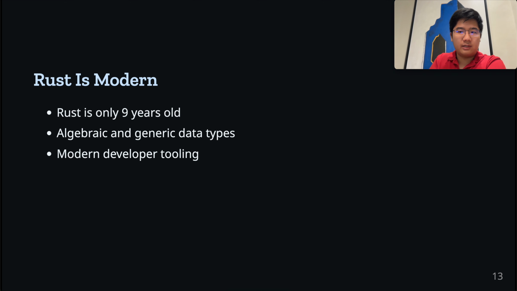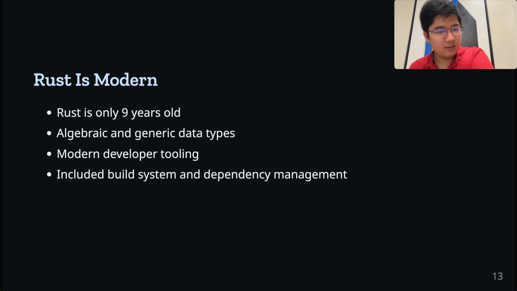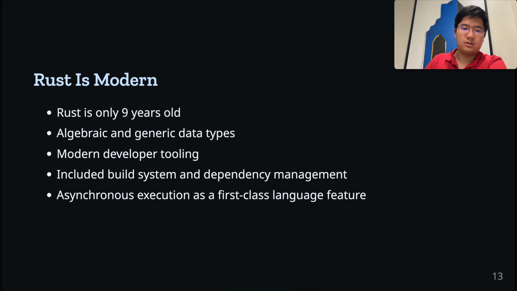We also have modern developer tooling, so things like IDEs and language server support and build management, dependency management, all those things. We get all of these built in for free essentially as soon as we bring Rust into our system. Again, build system and dependency management.